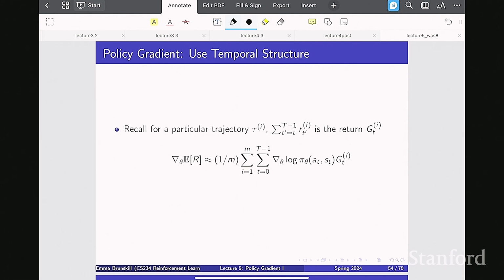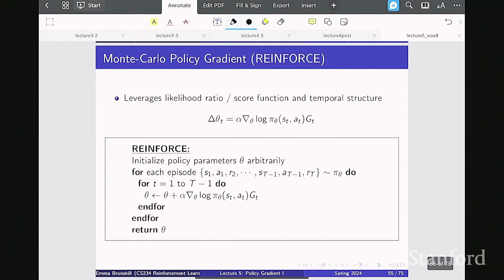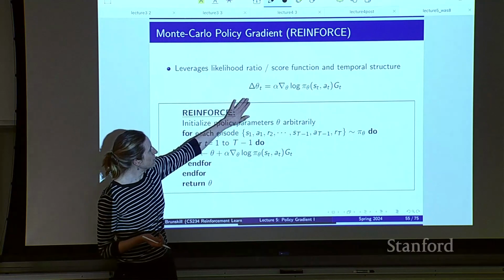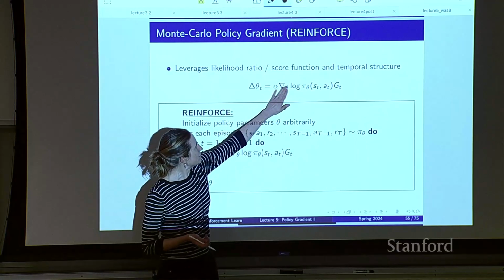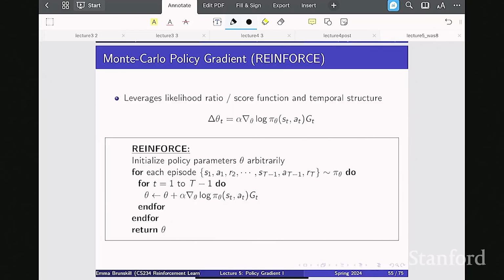Remember that if we sum up all the rewards from the current time step to the end, we've called that the return. We've seen that before from Monte Carlo. So we can just rewrite this expression like that, and that gives us the REINFORCE algorithm. This is the REINFORCE algorithm that has been incredibly influential in NLP and robotics and many, many areas. What this says is that the way we change our parameter is just our learning rate times our score function times the return we got from that time step till the end of the episode.